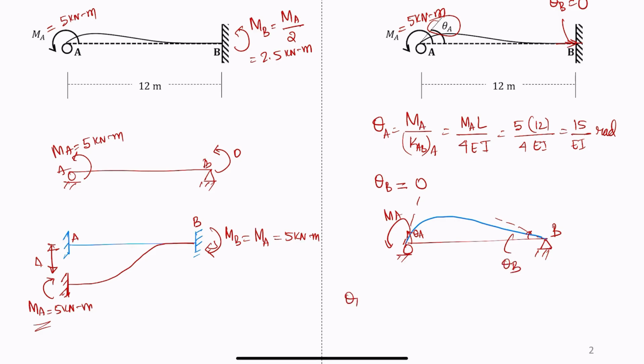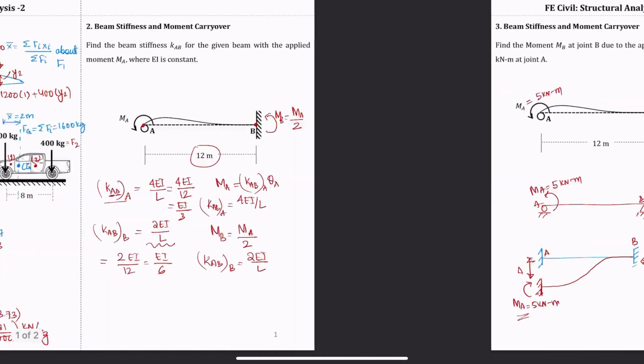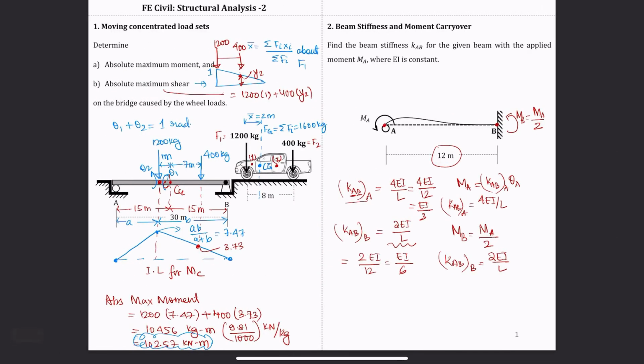So what will be my theta A? What will be my theta B? Well, for this case, you will find from your mechanics of materials section, page 140, what is the value for theta A and what is the value for theta B when you're applying a load MA at joint A. Okay, so that's all about beam stiffness and moment carryover, and also for the absolute maximum moment and absolute maximum shear. Okay, thank you.